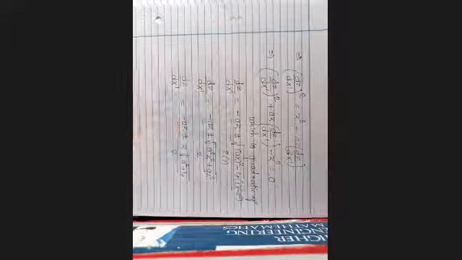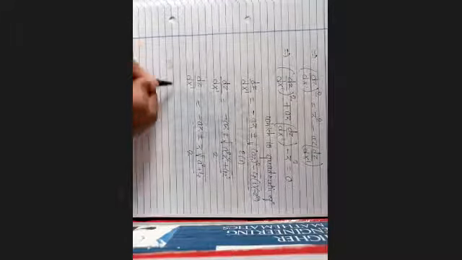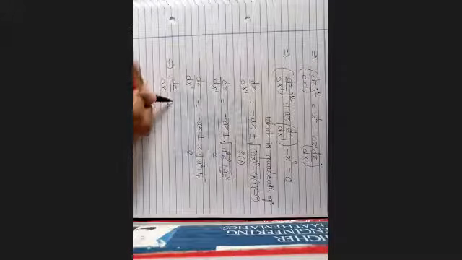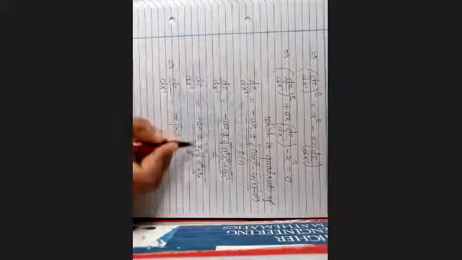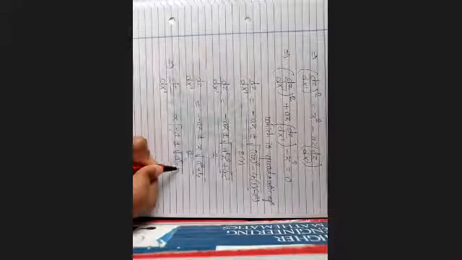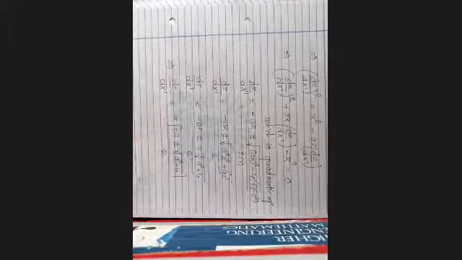From the numerator again z is common. So dz by dx dash, z is common out. Here it is minus a plus minus root a square plus 4 by 2.